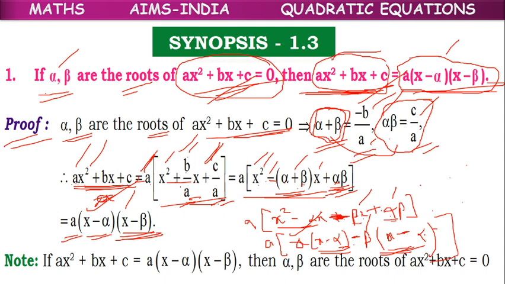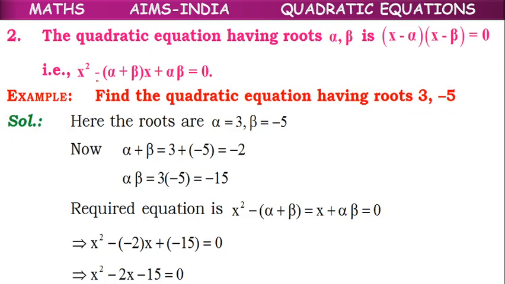So the quadratic equation can be written in terms of roots, where alpha and beta are the roots. Okay, so this is the proof of the theorem. Next.